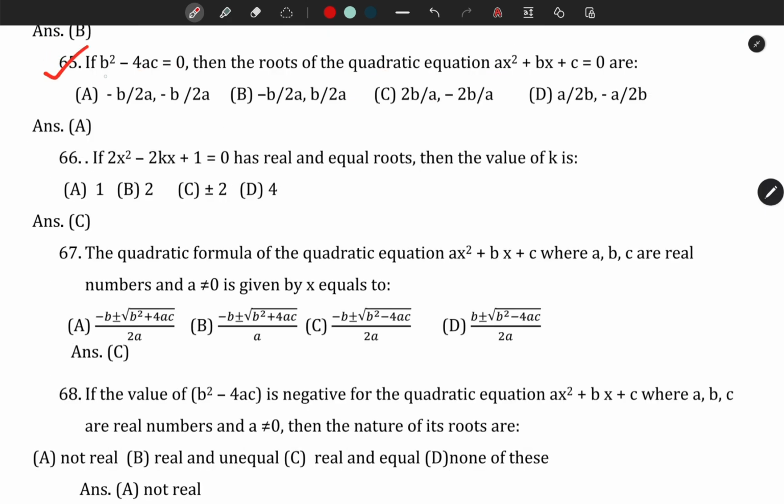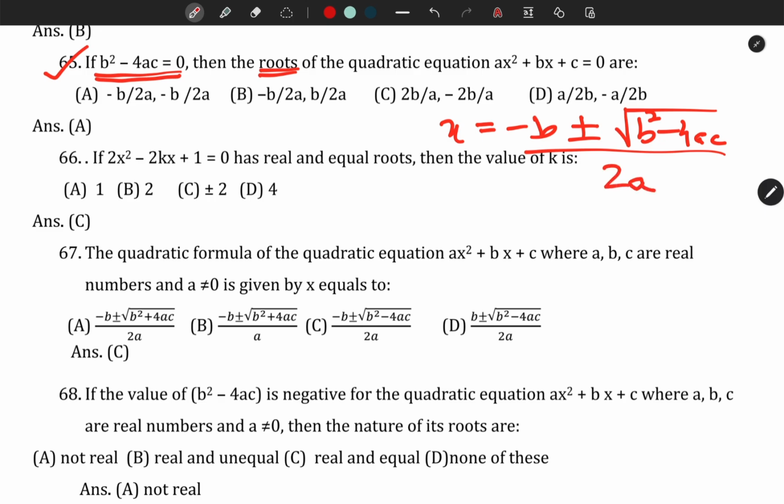65. If b square minus 4ac equals 0, that means the discriminant is 0, then the roots of the equation. To find the roots of this quadratic equation, we will apply the quadratic formula, that is x equals minus b plus minus root over discriminant, that is b square minus 4ac, divided by twice a. So minus b will remain minus b plus minus root over discriminant, which is given to be 0. So we'll write root 0 by 2a.